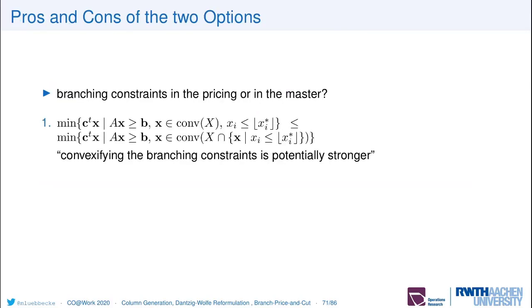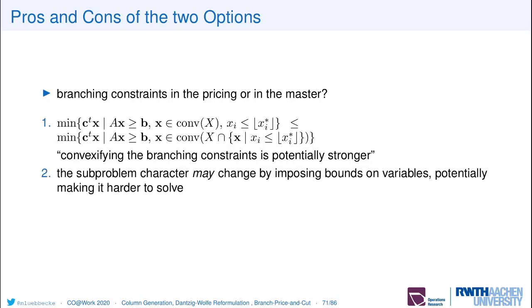And you can also do a combination. And the question is then, well, what should I do? Should I put the branching constraint in the master, or should I do this in the pricing? And theory says, well, you put this in the pricing. Why? Because it's stronger. Because whatever you put in the pricing problem, it will be convexified, because we are solving the pricing problem in integers, right? And this is potentially stronger than just respecting the constraint in the LP relaxation. So this is what the theory says.